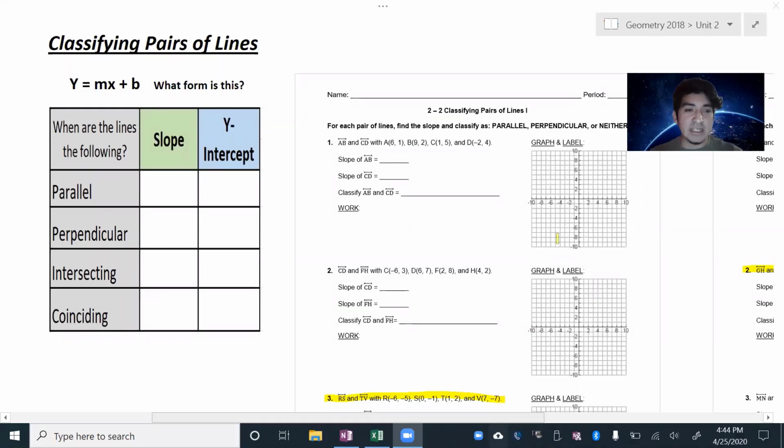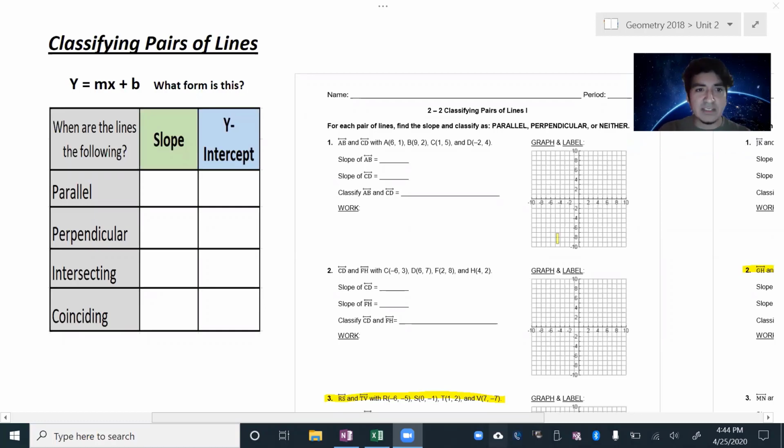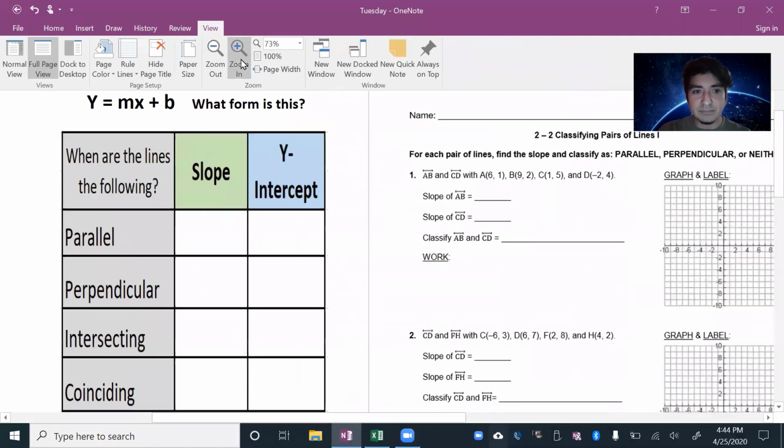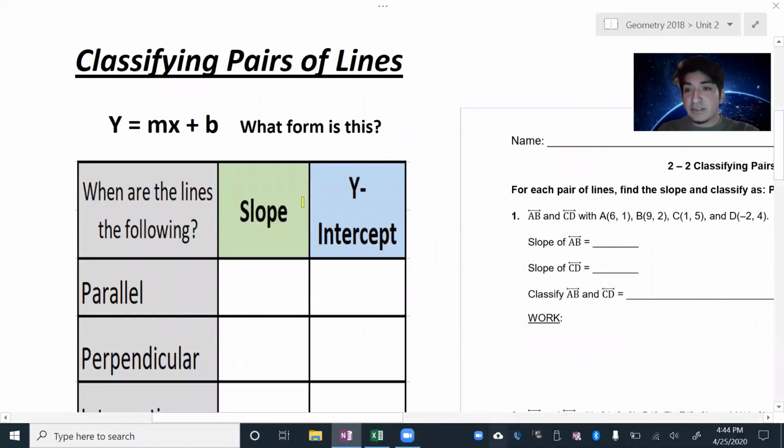In this video, we're going to address classifying pairs of lines. Anything that's dealing with a little bit of algebra is going to be inside this section, so we're going to have to review a little bit. Now, the biggest thing to understand is which form this is called.